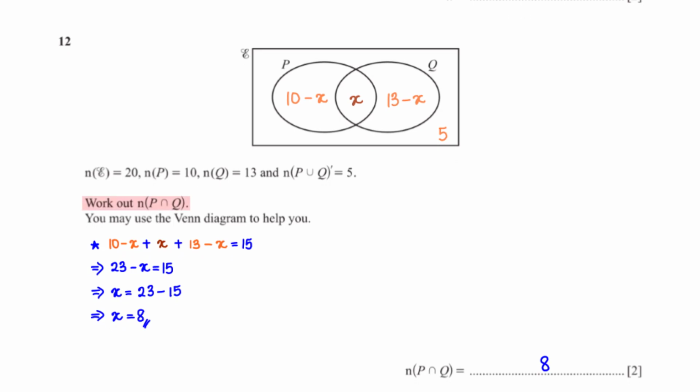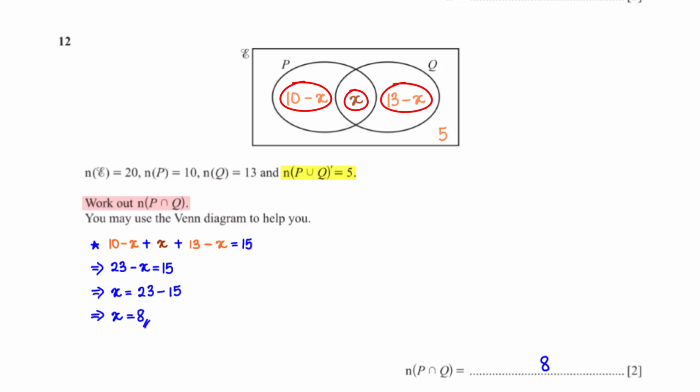Work out the number of elements in P intersection Q. You may use the Venn diagram to help you. Let's represent the number of elements in P intersection Q with X. We've been told that there are a total number of 10 elements in set P, which means the number of elements in set P only would be 10 minus X. We've also been told that there are a total number of 13 elements in set Q, which means the number of elements in set Q only would be 13 minus X.